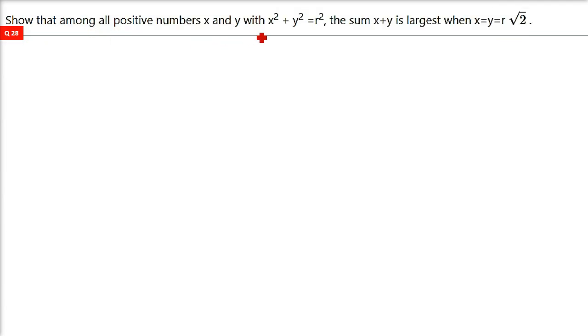Show that among all positive numbers x and y with x square plus y square equals to r square, the sum x plus y is largest when x equals to y equals to r by root 2. So x and y is equal to r by root 2.